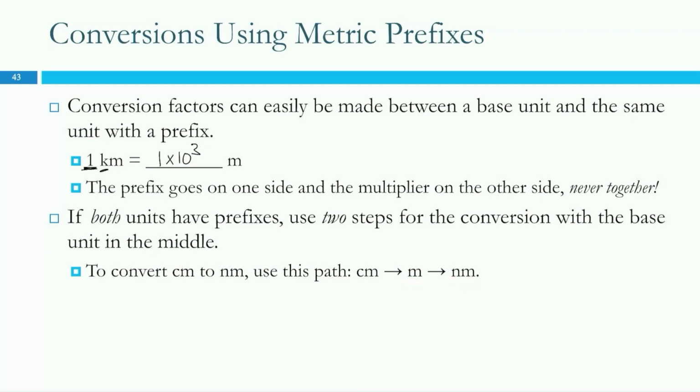So if you want to go from centimeters to nanometers, you might start with centimeters. So 1 centimeter equals how many meters? Yeah, centi means 1 times 10 to the negative 2, or 0.01. And then we want to go from meters to nanometers. So here I put the 1 with the prefix.